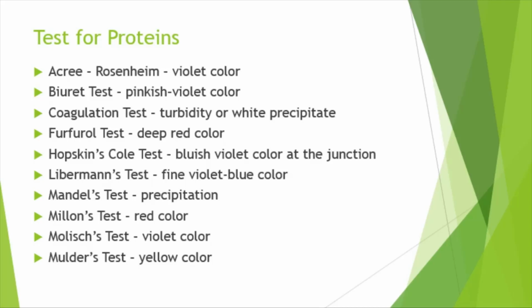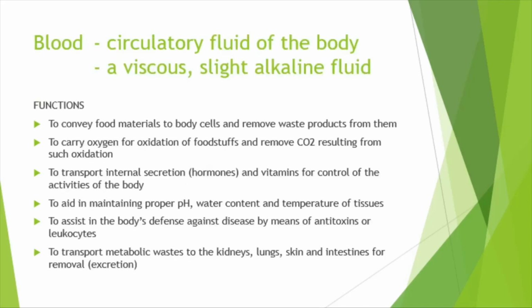And we also have Molisch test. The positive result would be violet color. Then we have Mulder's test. The positive result would be yellow in color. Okay, so those are the different tests for your proteins. So we're done with your proteins. So this will be just an additional information. Okay. So let's discuss your blood.